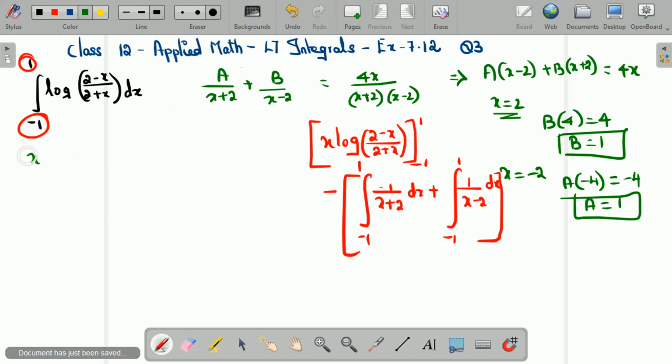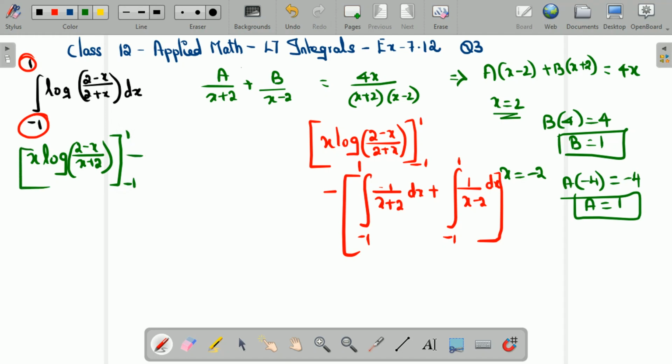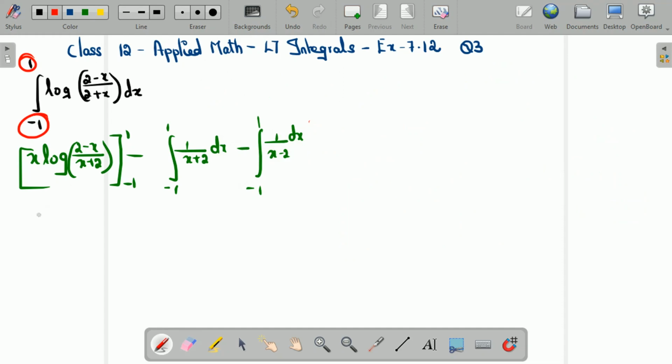So this is going to be, between limits, x log of (2 minus x) divided by (2 plus x), between the limits minus 1 and 1, and in this case I'm applying the negative sign. So this is going to be integral of minus 1 to 1 of 1 by (x plus 2) dx, again a negative sign, between minus 1 and 1 of 1 divided by (x minus 2) dx. Now let's simplify and apply the limit. Here I'm going to retain the first term for some more time: x into log of (2 minus x) divided by (2 plus x) between the limits minus 1 and 1.